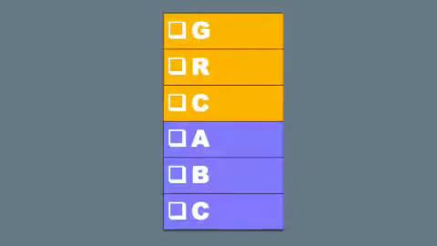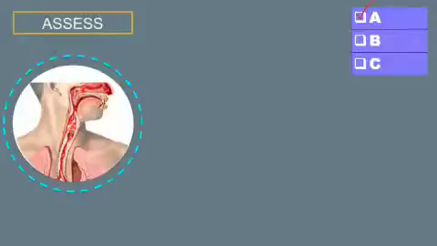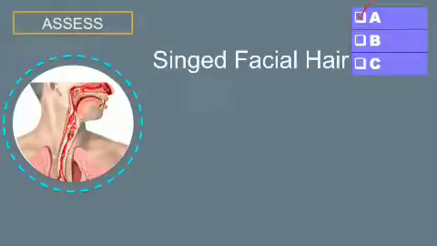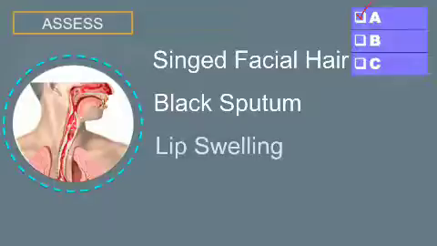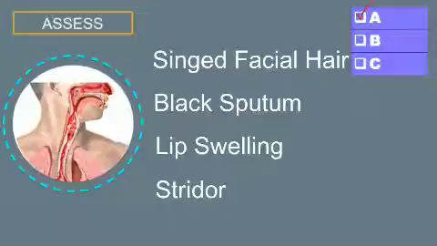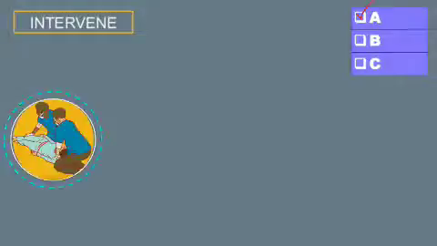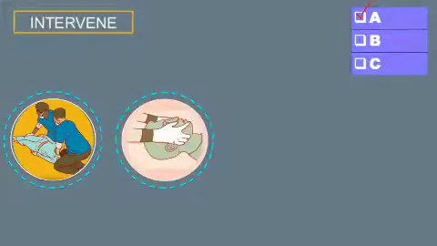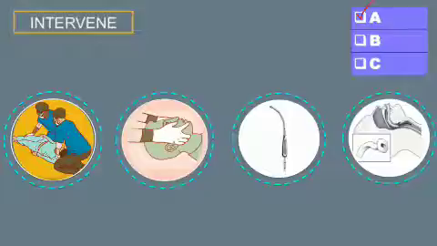Let's now talk about the primary survey for burns. First, carefully assess the airway. Singed facial hair, black sputum, lip swelling, stridor, or difficulty breathing may all be signs of airway problems. With airway, you must remember to immobilize the cervical spine, since burn patients are also trauma patients. Perform basic airway maneuvers, suction, and OPA placement as needed for airway problems.